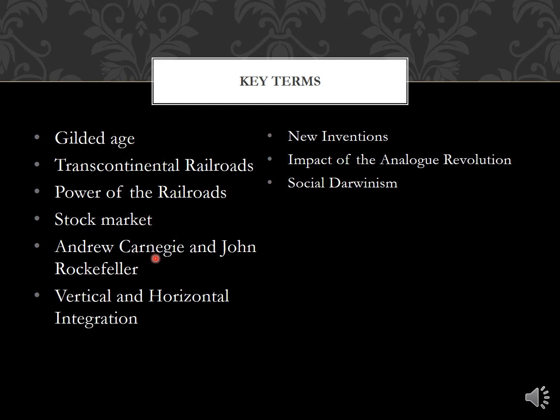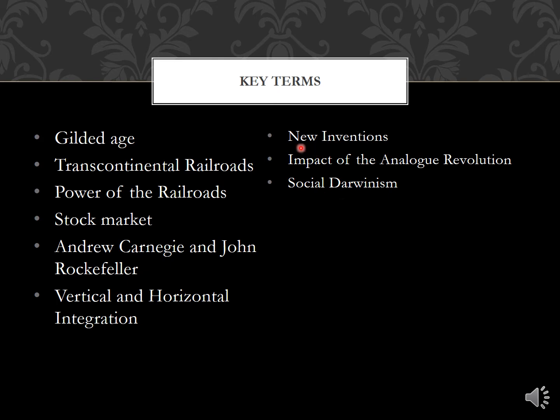Then we're going to talk about a couple of examples of Gilded Age robber barons, Andrew Carnegie and John Rockefeller. And then we're also going to talk about some of the business practices that they used to get very rich, vertical and horizontal integration.